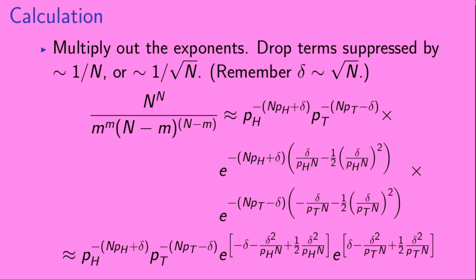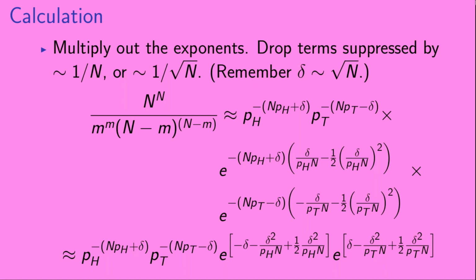So now we're going to multiply out the terms in the arguments of the exponents. And we're going to drop terms that are suppressed by small factors of, say, 1 over n or 1 over the square root of n. And keep in mind that delta is roughly of the size of the square root of n.